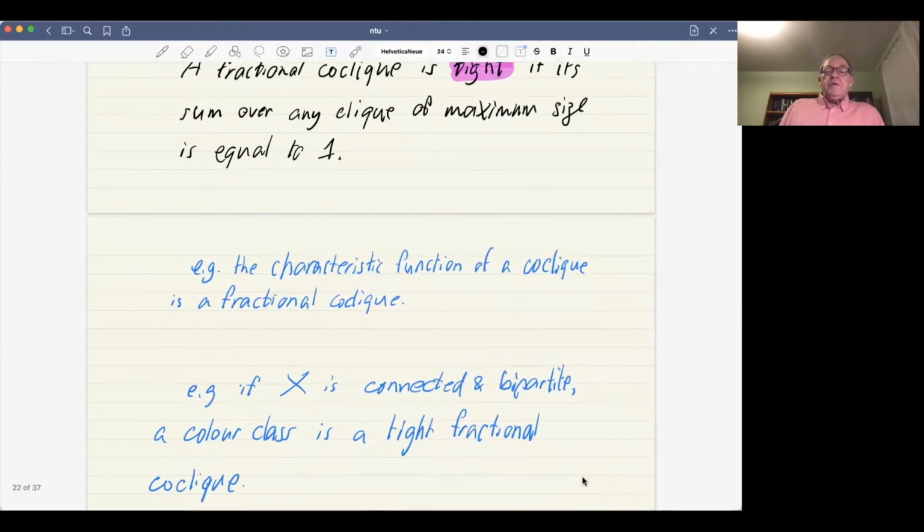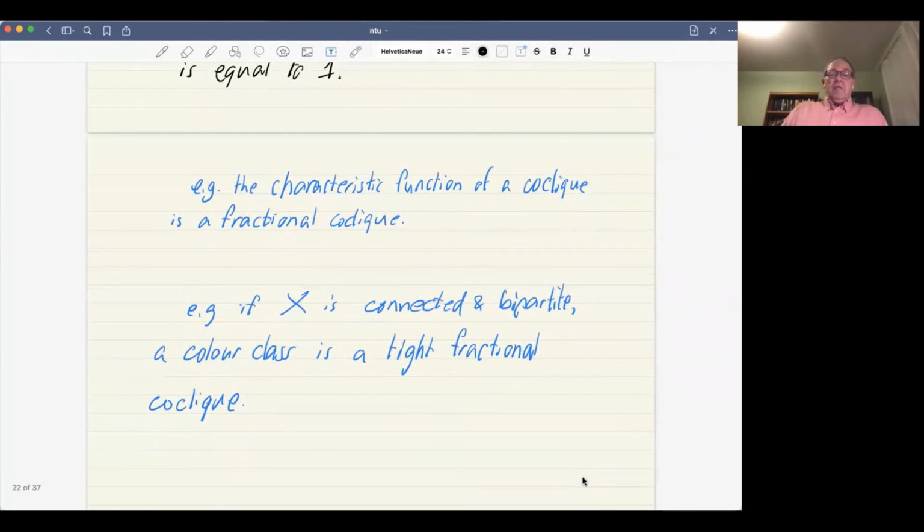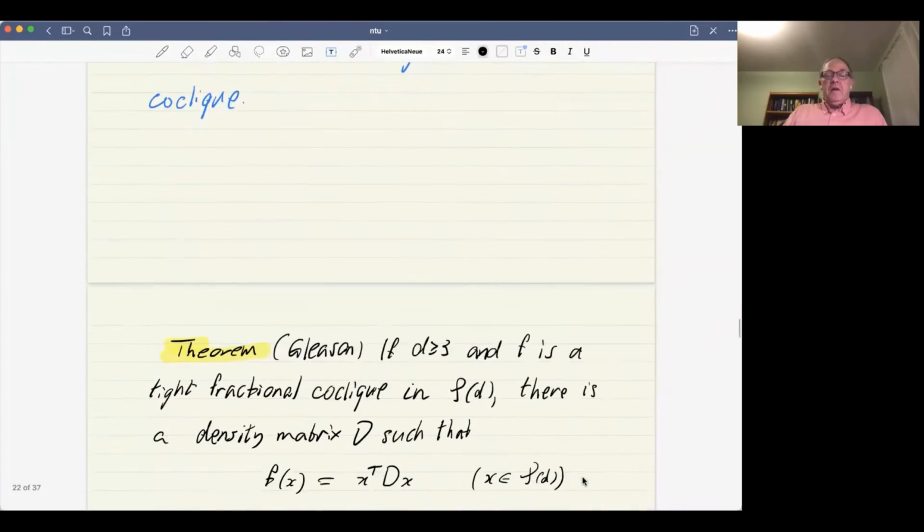Now, a couple of examples. The characteristic function of a co-clique is a 0-1 valued function, but it is a fractional co-clique, because any co-clique has at most one vertex in any clique, and so the sum condition is satisfied. If you want a tight example, if a graph is connected and bipartite, then a color class is a tight fractional co-clique, because the maximal cliques are just the edges, and every edge contains a vertex in each color class. So those are two straightforward examples.